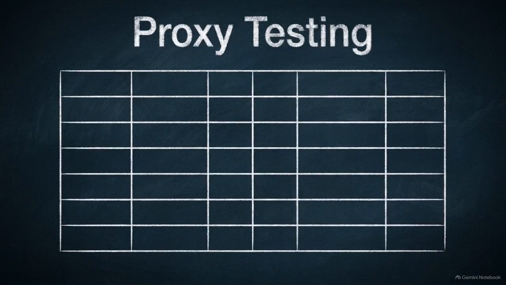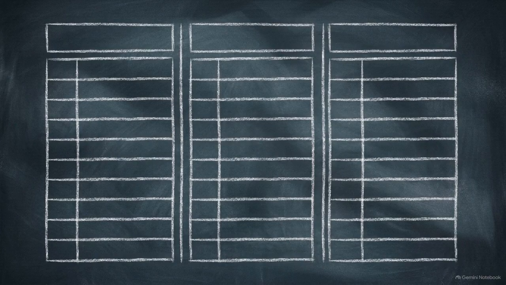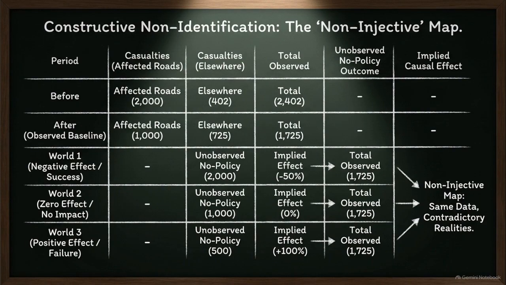To test if this proxy can actually identify a policy effect, we build a constructive witness. We construct hypothetical counterexamples to see if the data can distinguish between them. This table locks in the official aggregate data. Before the policy, we observed 2,402 total casualties, which we will split as 2,000 on affected roads and 402 elsewhere. During the policy period, we observe 1,725 total casualties, splitting as 1,000 on affected roads and 725 elsewhere. We will hold those observed totals perfectly constant.